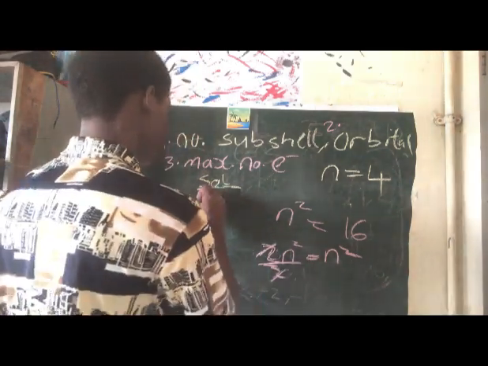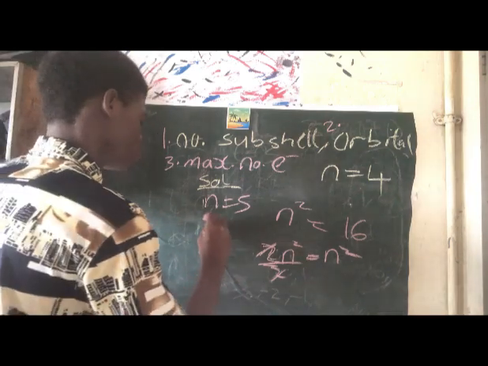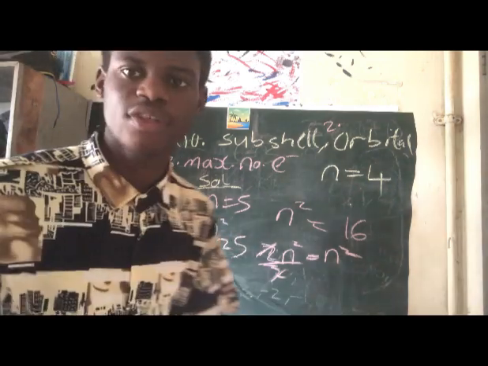So if they ask you that if n is equal to 5, what's the number of orbitals? The number of orbitals will be n squared. That will be 25. And it's as easy as that.